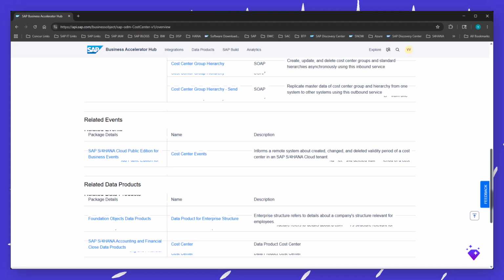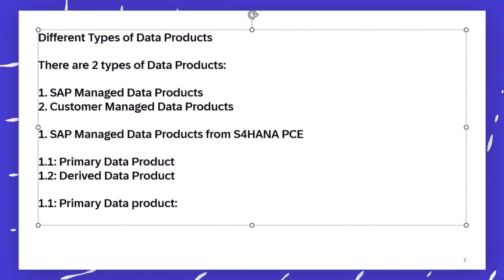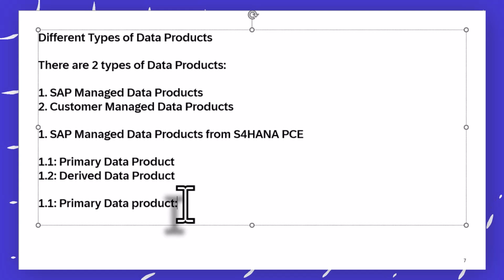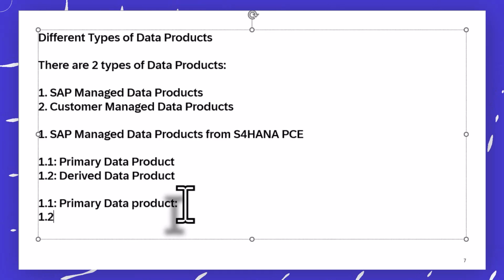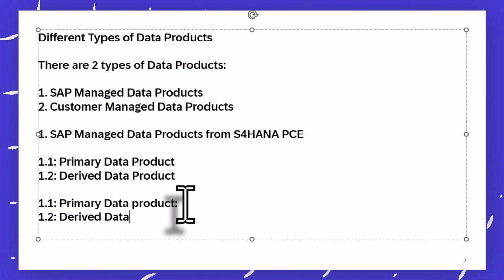So now coming to the pack. We have seen from the Business Accelerator Hub how to see a data product, what the properties of the data product are, and the type of the data product. That is how you can see it from the Business Accelerator Hub. Now let's move on. The next one is the derived data product. The first one was the primary data product, we learned. Now the derived data product, from an SAP managed point of view.